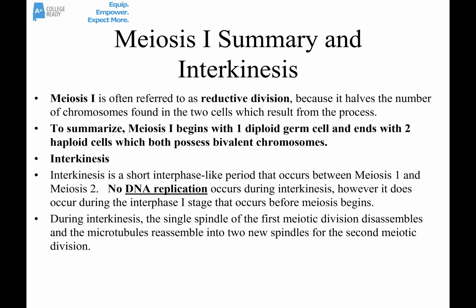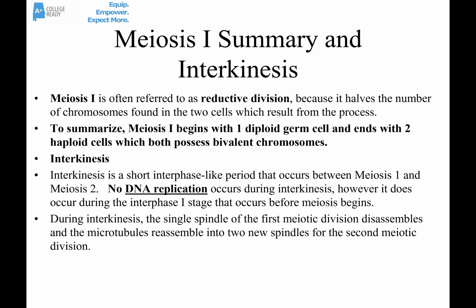So meiosis 1, let's summarize it. It's often referred to as reductive division because it halves the number of chromosomes found in the two cells that result. It begins with one diploid germ cell and ends with two haploid cells, which still possess bivalent or X-shaped chromosomes.